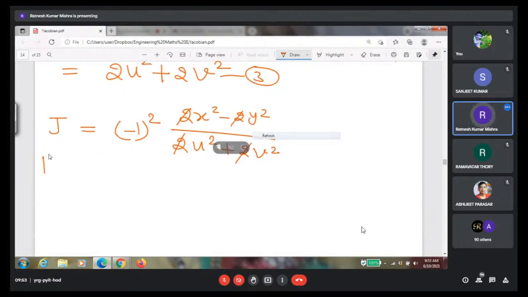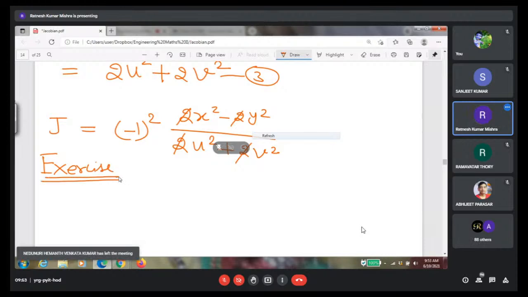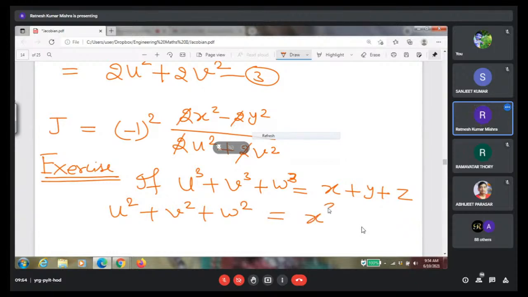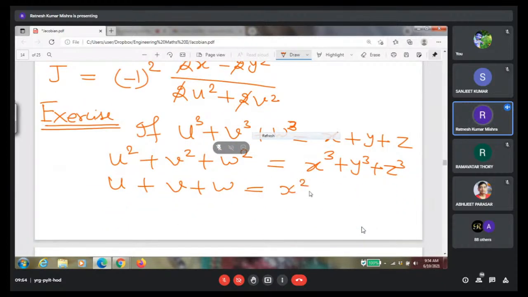So this is the homework exercise. You are given u cube plus v cube plus w cube equal to x plus y, and u square plus v square plus w square equal to x cube plus y cube plus z cube, and u plus v plus w equal to x square plus y square plus z square.